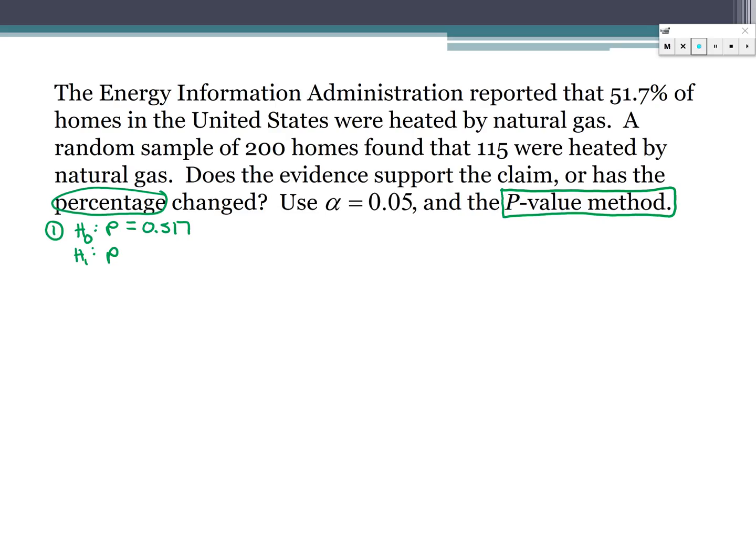And so that's the thing we're actually claiming, is that it's 51.7%. It doesn't say anywhere in the question, some of us kind of struggle if it doesn't specifically say it has increased, decreased, things like that. If those statements are missing, that's when we have our two-tailed test.